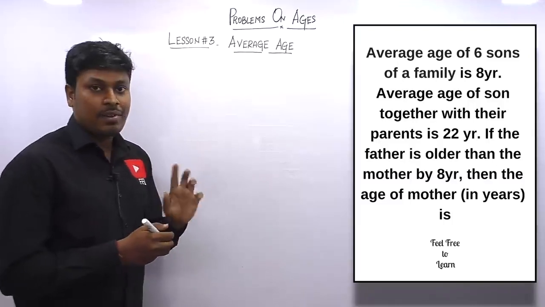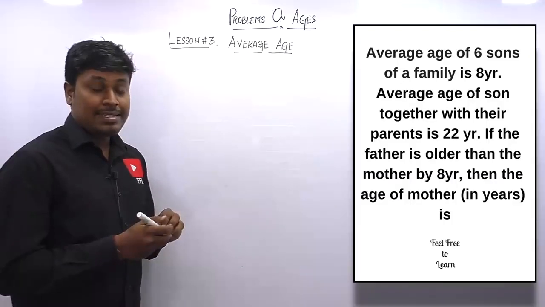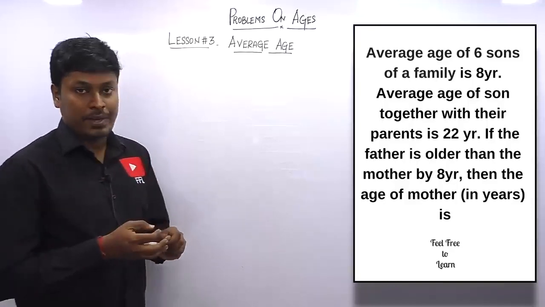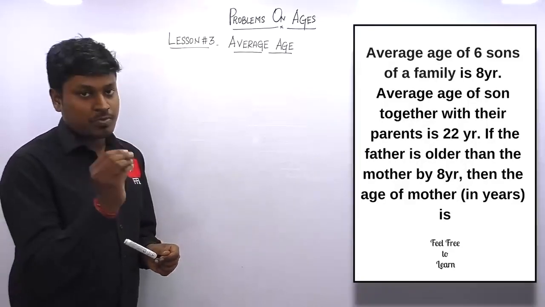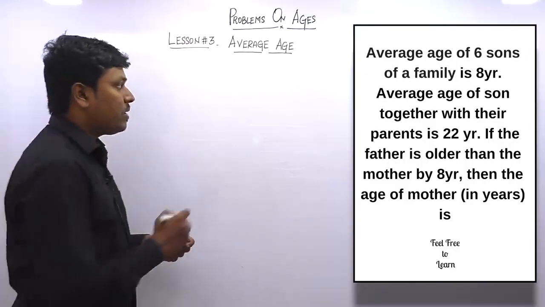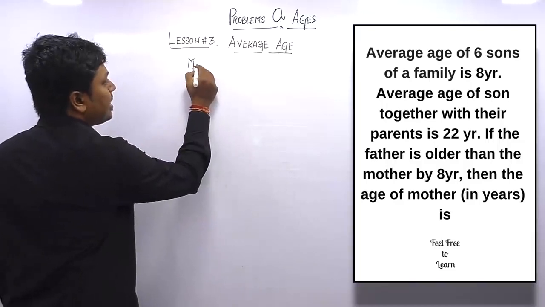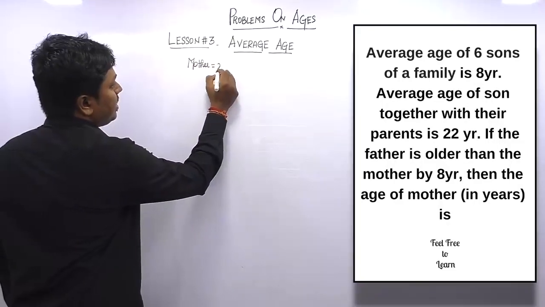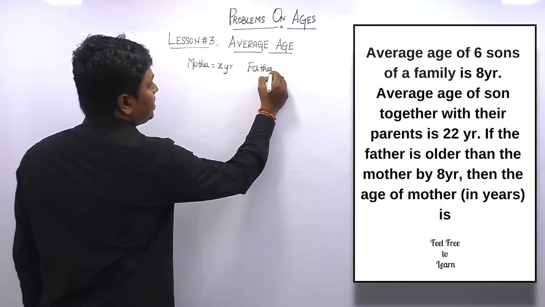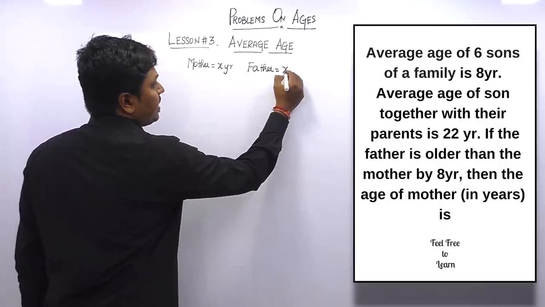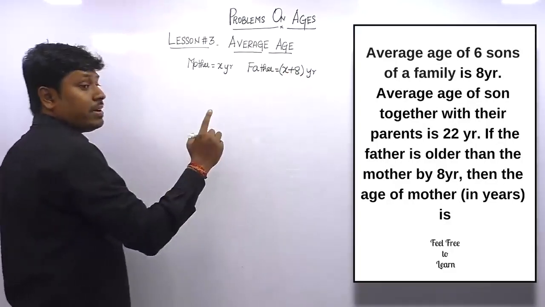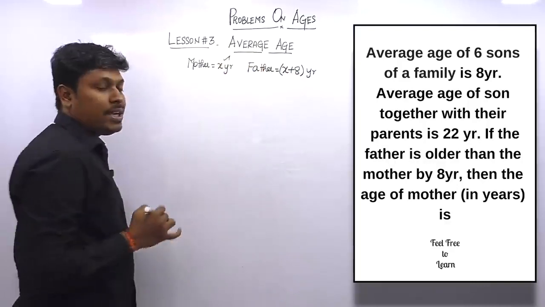The average age of 6 sons of a family is 8 years. And similarly, the 6 sons plus their parents, the average is 22 years. And the last point, they have given a small note that the father is 8 years older than the mother. So let me do one thing: we can assume the mother's age as X. So the mother is X years. Then what about the father's age? Because he is 8 years older than the mother, we can say X plus 8 will be the age of the father. But according to the question, our target is to find the age of the mother.